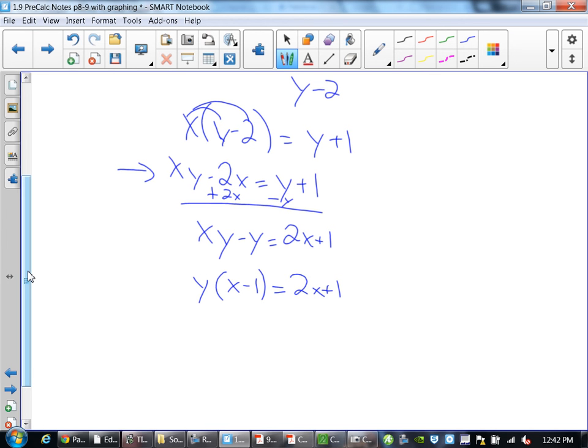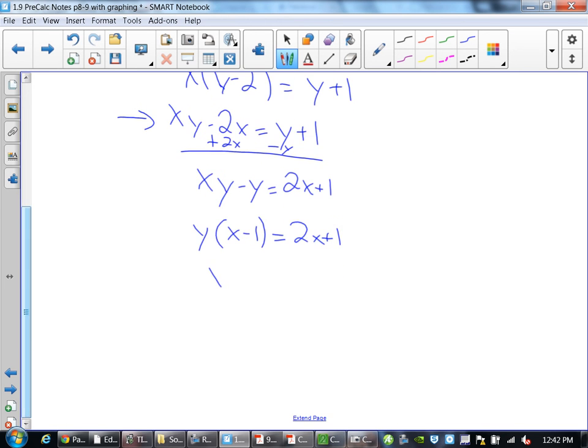And then how do you undo the product? Divide it, exactly. So you wind up with another rational expression. So you wind up with y equals 2x plus 1 over x minus 1.